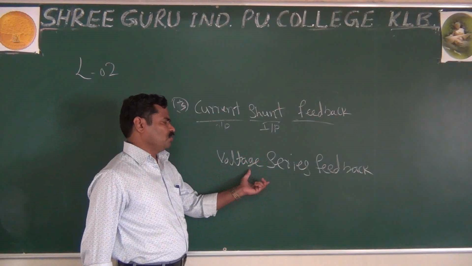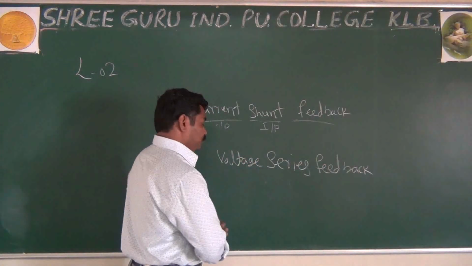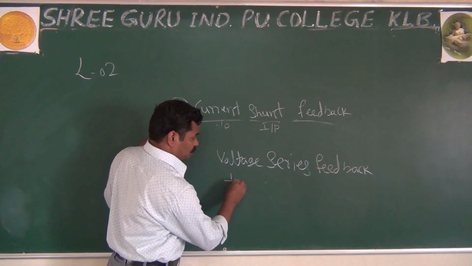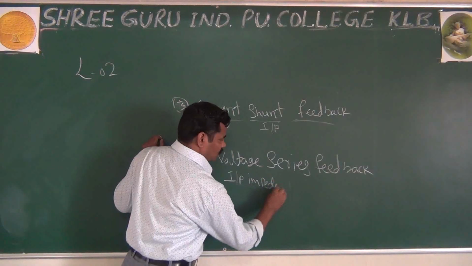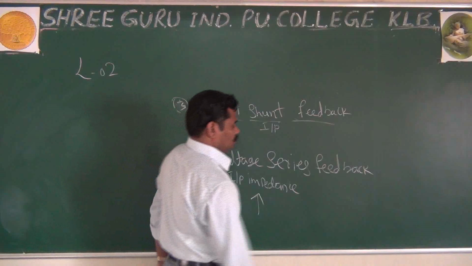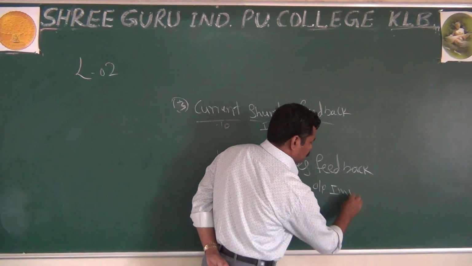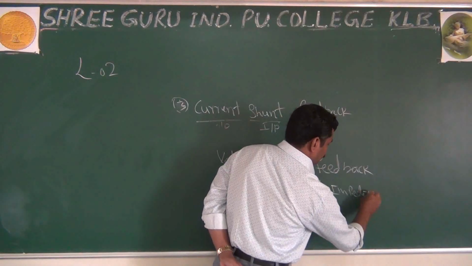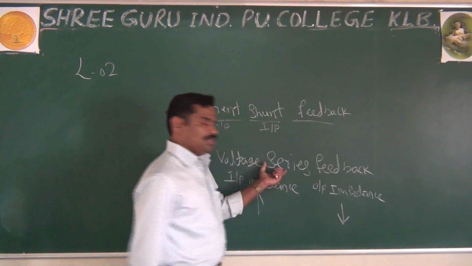Why are you using this voltage series feedback? Because always we want the input impedance to be more, but we want the output impedance to be less. Yes, that is given by your voltage series feedback.